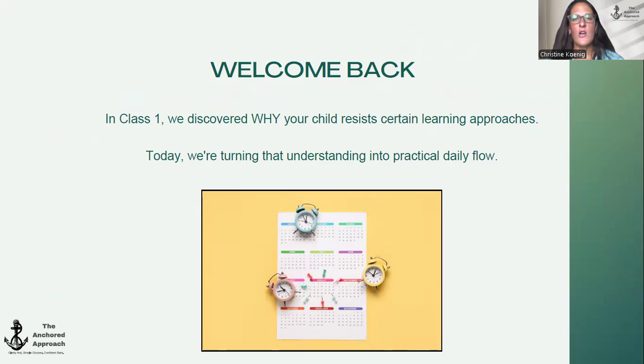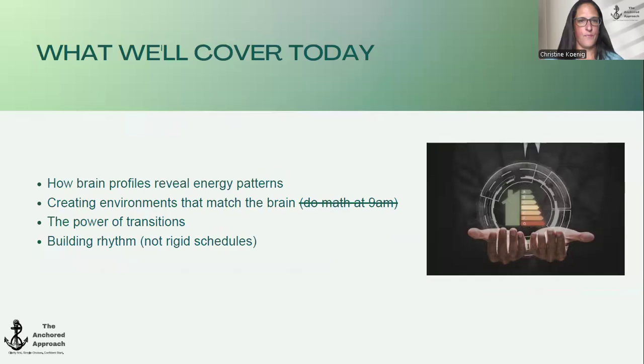So welcome back. In class 2, what we did was we discovered why your child resists certain learning approaches, but today we're turning that understanding into flow, practical daily flow. We're going to look at specifically how brain profiles reveal energy patterns. We're going to look at creating environments that match the brain. So it's not about, right, today and every day, 5 days a week, we're going to do math at 9 a.m. This is going to look at the power of transitions in your homeschool and building a rhythm, not a rigid schedule.